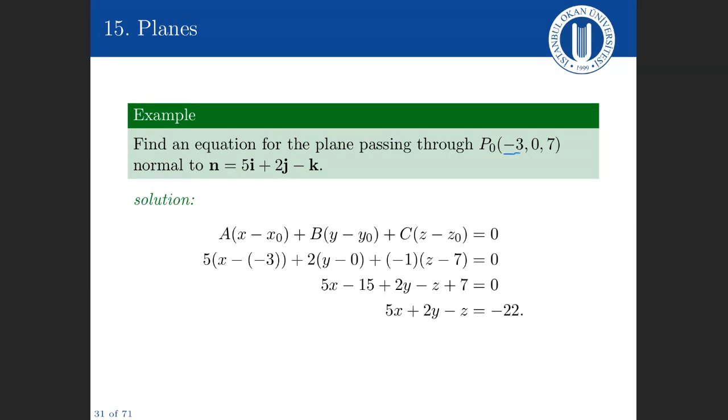Our point is -3, 0, 7. We put these in place of x0, y0, and z0. So we have -3 here, 0 here, and 7 just here. From the normal vector n, our numbers are 5, 2, and -1. Put these in the place of capital A, capital B, capital C. We get 5, 2, and a -1.